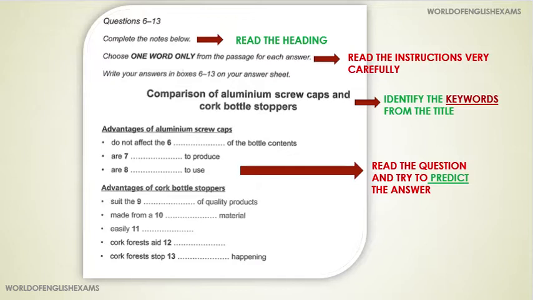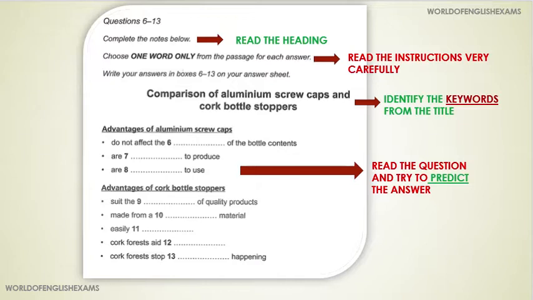Choose one word only. So are you supposed to give the answer in a word, or can you also include a numerical form? So you are going to just write the word form. You are not supposed to write any number. Is it clear from the instructions?